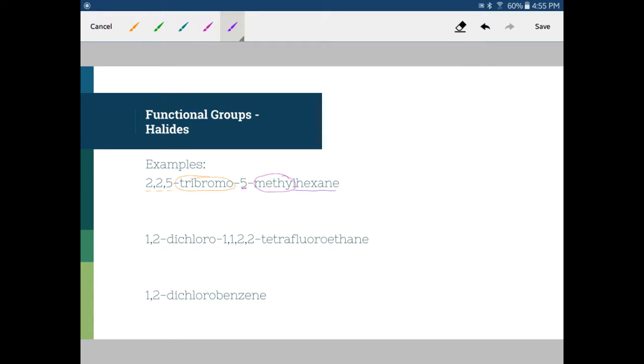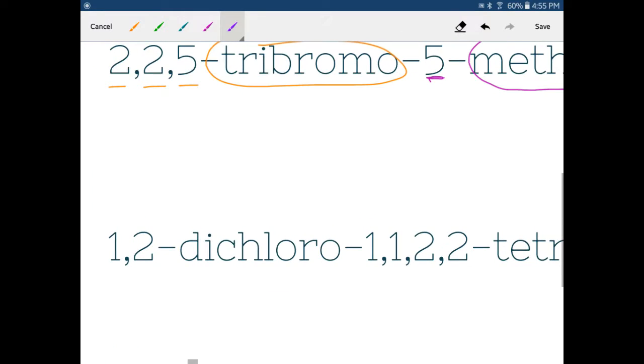I might just try and squish it in here. I'm going to zoom in so I have lots of room. Hex meaning 6: 1, 2, 3, 4, 5, and 6. I'm going to draw my 5-methyl branch first. Because I'm drawing it, I can choose which way I number it, and I'm just going to number it from left to right to keep it simple. So this is carbon 1, 2, 3, 4, 5, and 6.